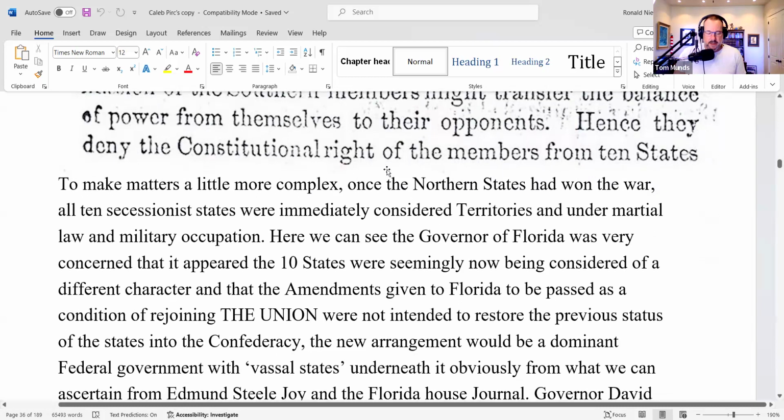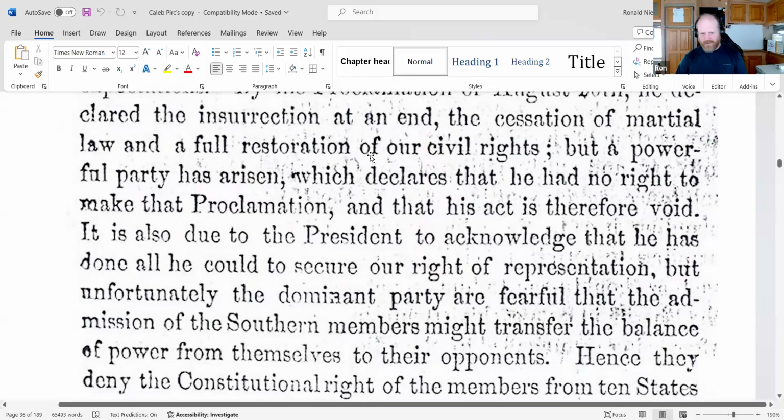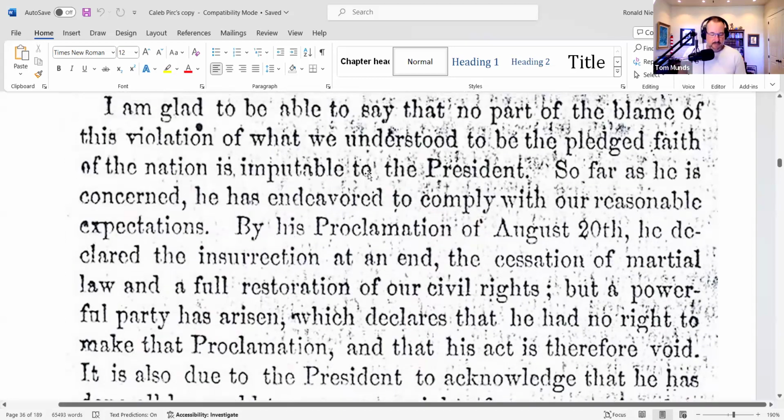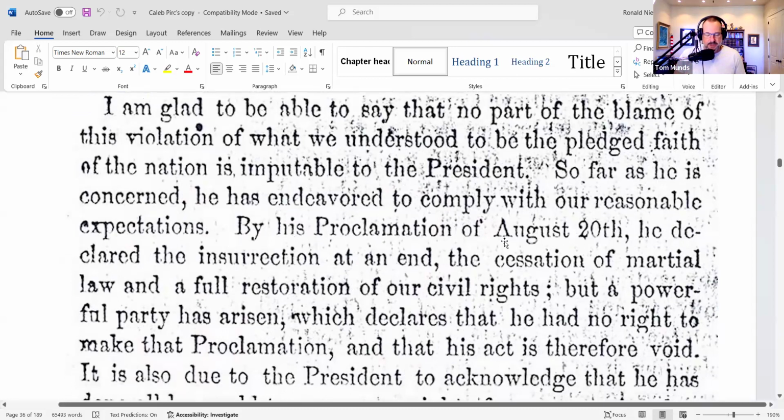Huh. Lincoln tried to stop this, as he says right there. Do we need to read that again? I don't think so. It's good to know that he tried to stop it though.